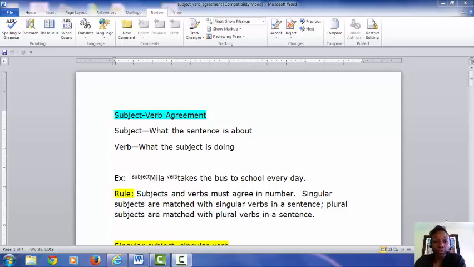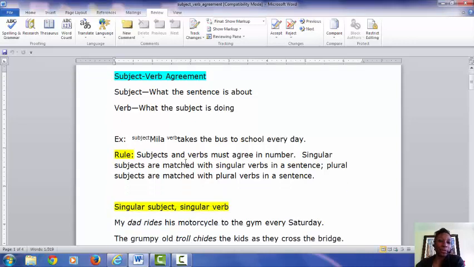To find the verb, you'll ask, what is the subject doing? Because not all verbs are action words. Some verbs do not actually show action, but if you know what the subject is doing, you'll be able to find the verb that way. Let's look at an example.